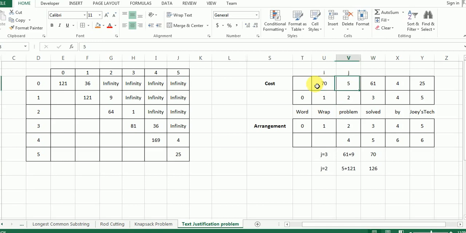The split, that means the number of words till the split are going to be 1 and 2. So I'm going to put 3 over here.